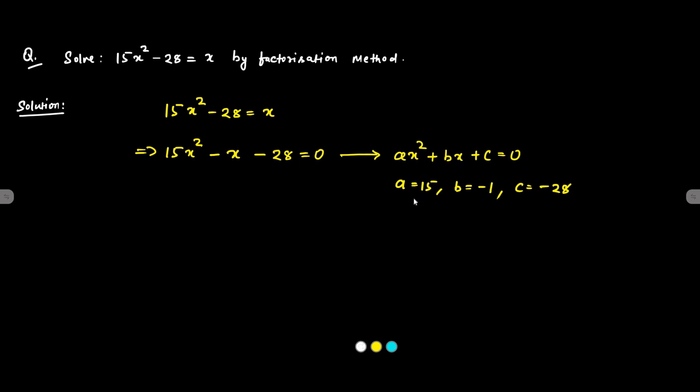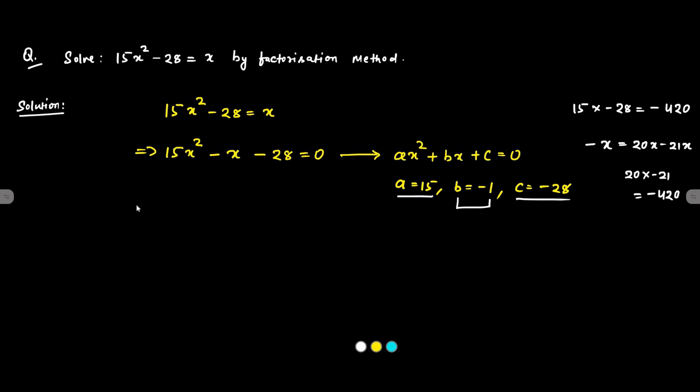Now the product of the two extreme terms, a is equal to 15, c is equal to minus 28. So 15 into minus 28 is equal to minus 420. Now we have to split this middle term, that is minus x, in such a way that the product of the resultant two split terms is also equal to minus 420. So 21 and 20, yes, 21 into 20 is 420. So we can split this middle term minus x as 20x minus 21x. Now 20 into minus 21 is equal to minus 420.